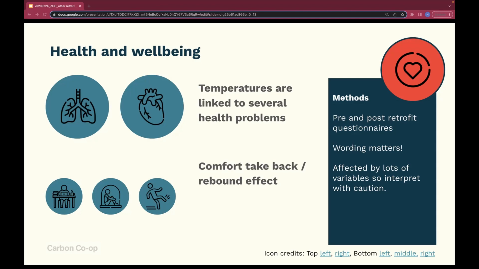I would say around questions around health and well-being, obviously, there's a lot of variables that affect someone's sense of health and well-being, and retrofit, but there could be a lot of other confounding things. So I would say that if you do want to do surveys that try to capture some of that, the wording is really important. And if you're working on a social housing program or something like that, then maybe you can engage with health professionals to feed in their expertise on that.